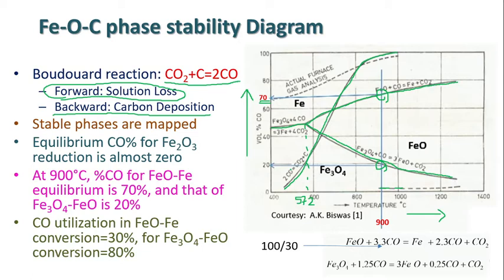The CO and CO2 balance is also as per the CO-CO2 equilibrium line. If you go for the equilibrium line, then that will be satisfied. That is 2.3 CO plus 1 CO2 for the FeO, and this will be 0.25 CO and 1 CO2 for the magnetite. That will be 70%.